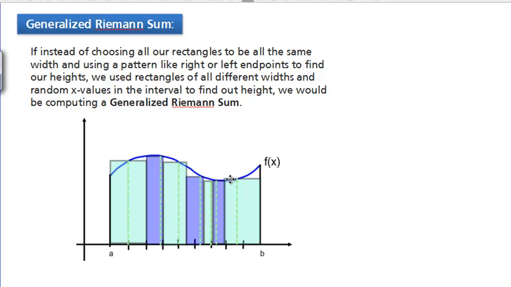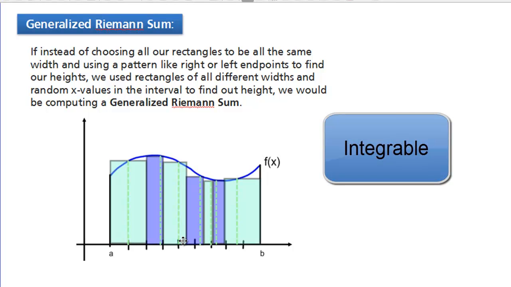And what we want to claim is, if we have a generalized Riemann sum like this, there is a class of functions where no matter how we find the area, no matter how we take the rectangles, we always get the same answer, and we're going to call those kinds of functions integrable.